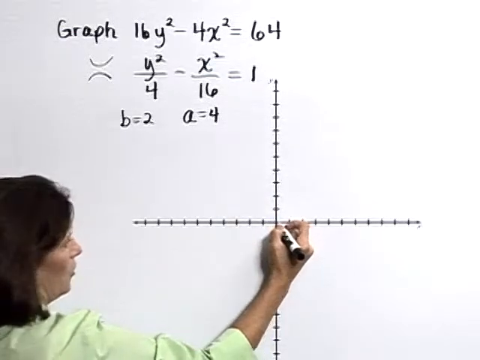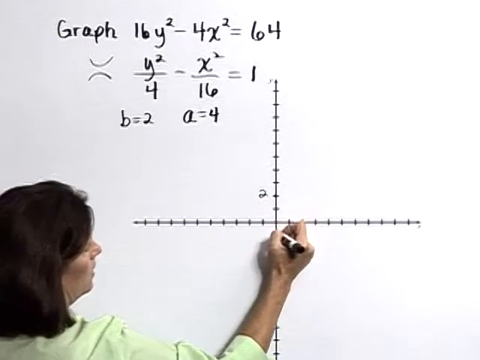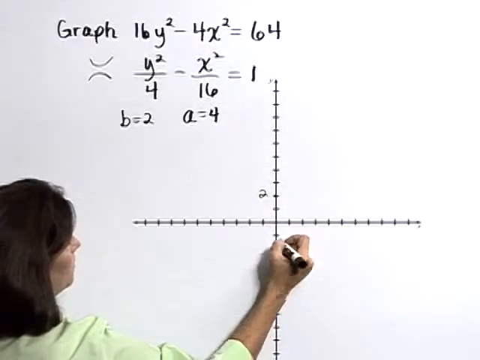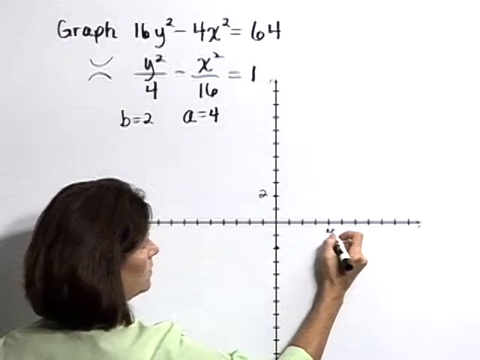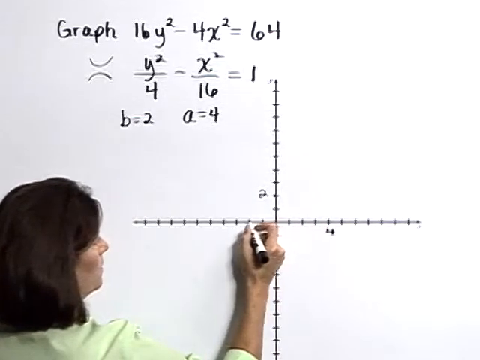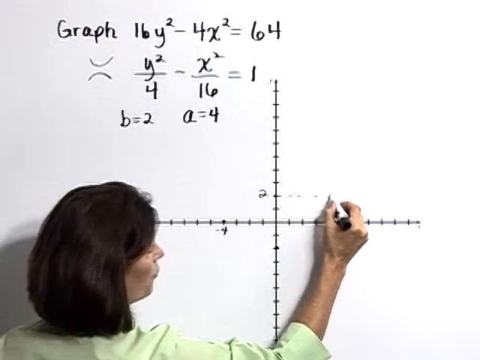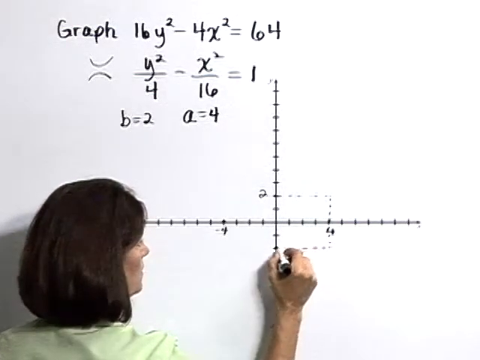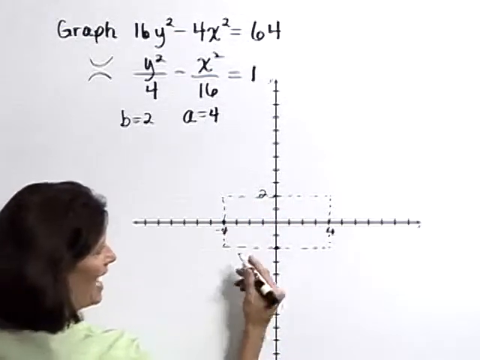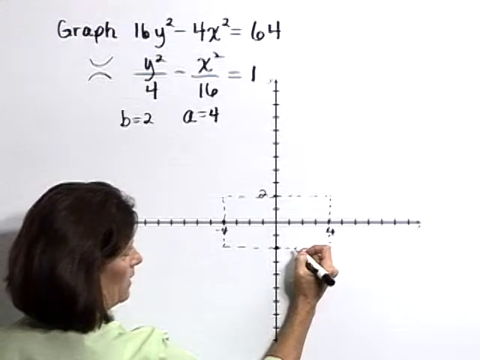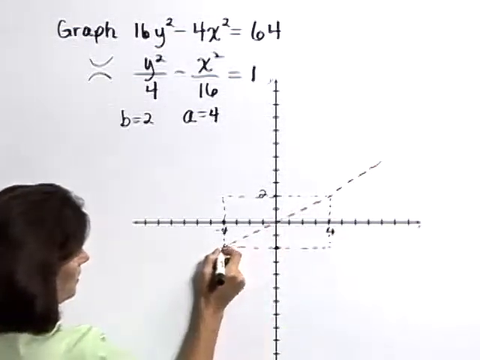So from the center, the origin, we'll go up 2 units, down 2 units. We'll go right and left 4 units. And let's use these points now to draw a reference rectangle. We'll use this reference rectangle and its diagonals to sketch our hyperbola. So draw the diagonals of this rectangle in place and extend them.